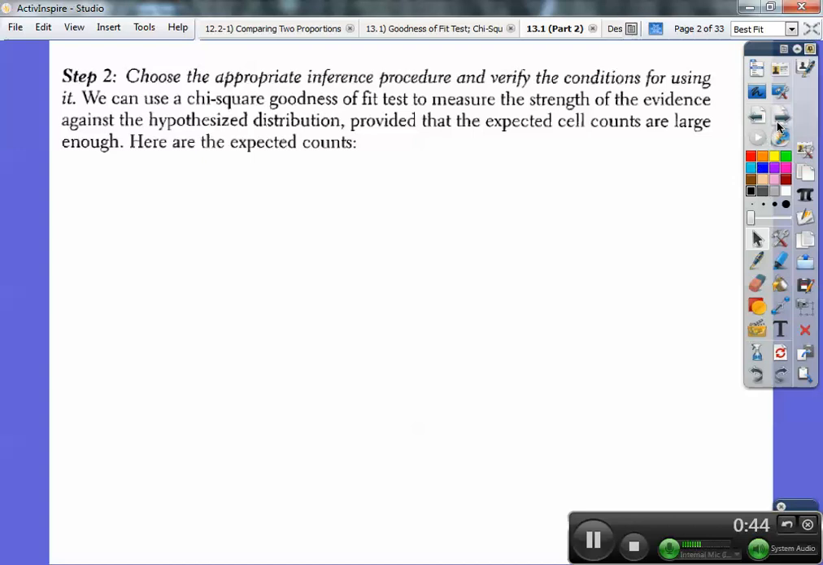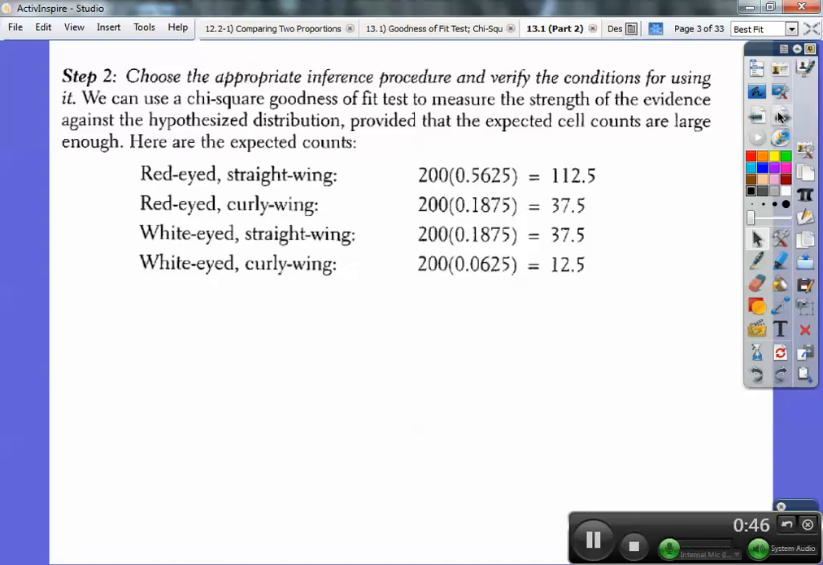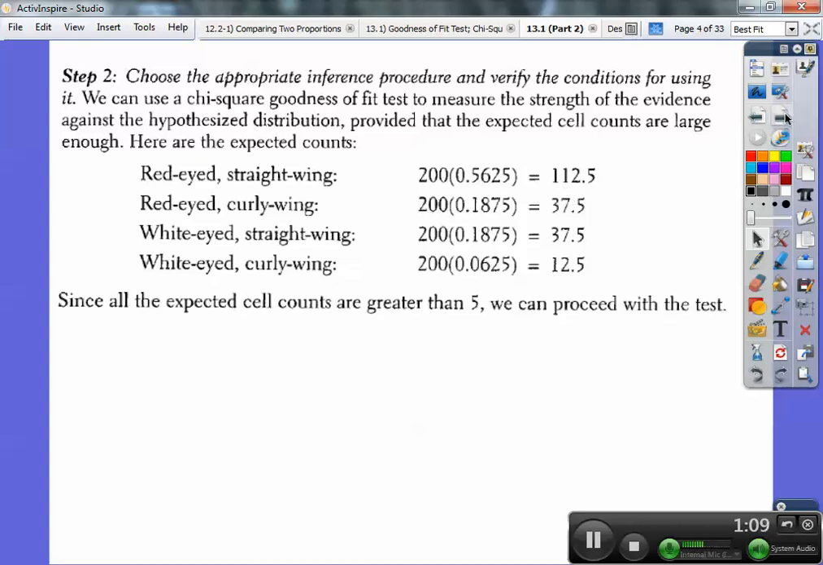So here are the expected counts right here. Remember, there's 200, and I multiplied by the percentages that we got from that chart with the 16 on there. So 9/16 gave me 0.5625. I multiplied 200 times 0.5625, and then 200 times these other percentages, and these are my expected counts, my E's. Since all the expected counts are greater than 5, we can proceed with this test. That was one of the requirements.